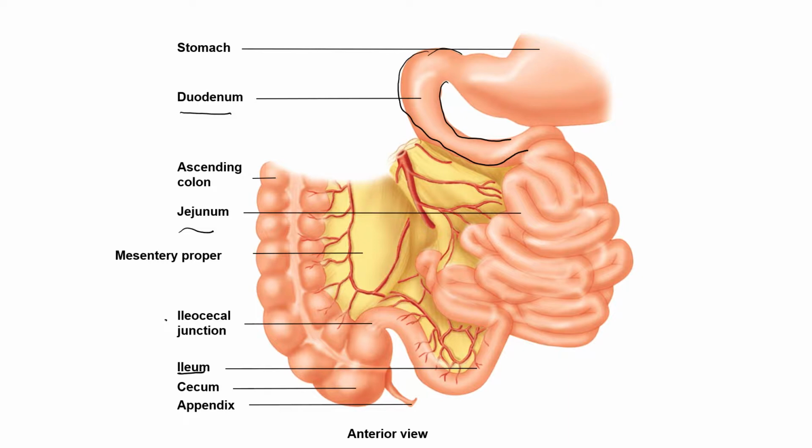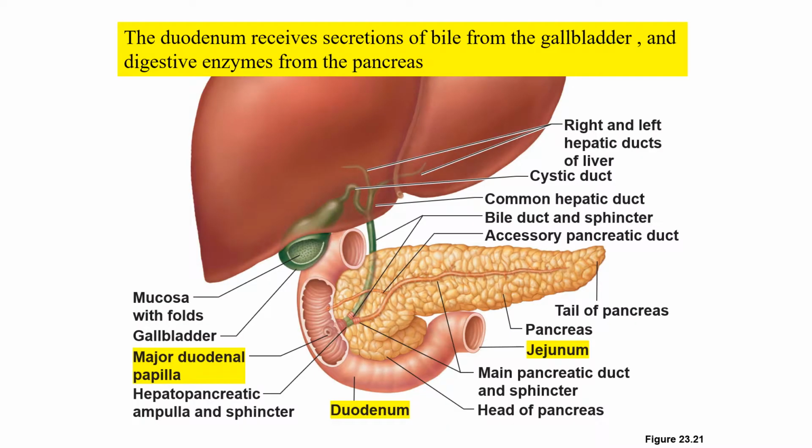Following the duodenum is the jejunum. Following the jejunum is the ileum. The ileum is the last portion of the small intestine, which connects with the first portion of the large intestine called the cecum. The duodenum is the location where most chemical and physical digestion will take place.